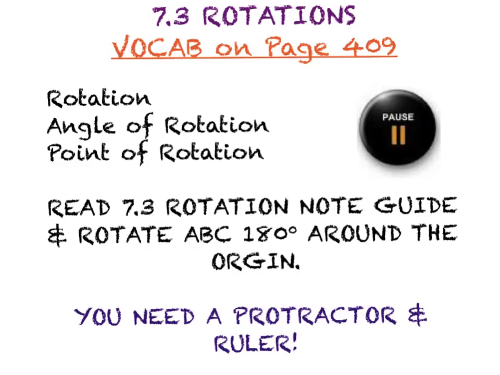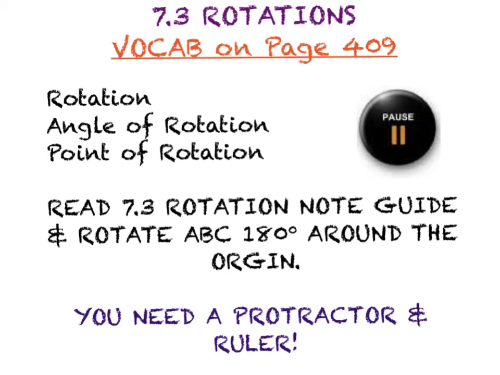Okay, ladies and gentlemen, open your book to page 409 and jot down the 3 definitions here on rotations on a coordinate plane in your critical concept section of your math binder. When you're finished jotting down the definitions and/or diagrams and pictures to help you define those terms, I'd also like you to read the 7.3 rotation portion of your note guide. And what I want you to do is rotate triangle ABC 180 degrees around the origin. What you're going to see is there's step-by-step directions in the note guide on how to do that.